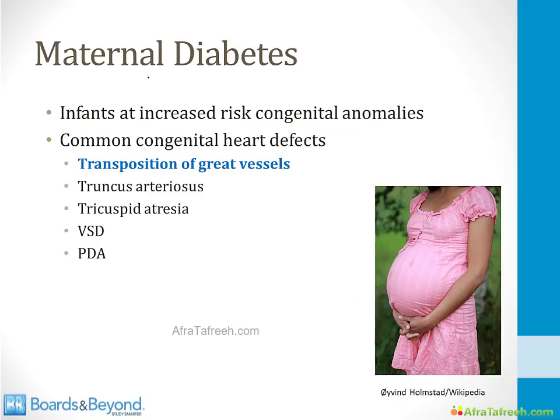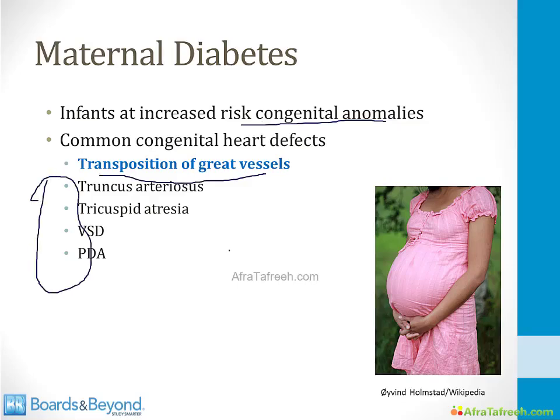Babies born to mothers who have diabetes are at increased risk of a number of congenital anomalies, and it's common for them to have congenital heart defects. Among the various congenital heart defects, transposition is one of the most common. They can also have all of these defects I've shown on the screen here. But what you want to remember for your boards is that this condition, transposition, is associated with maternal diabetes.